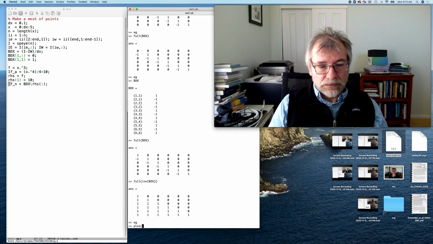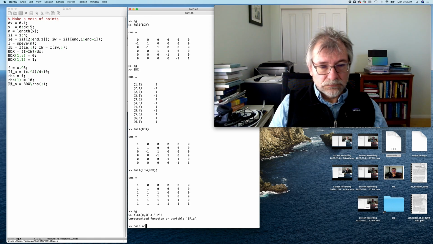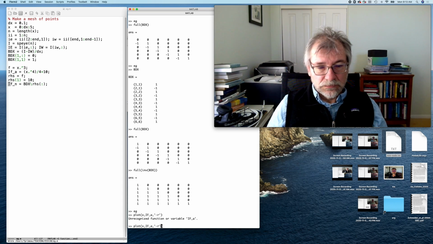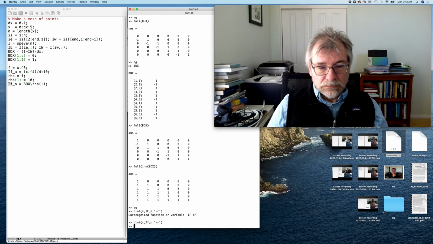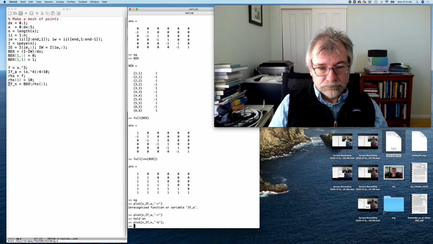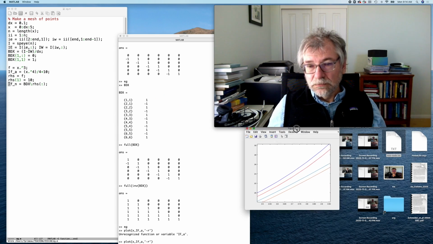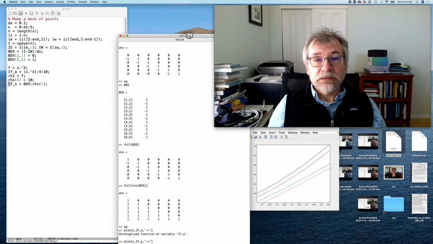All right, let's run that. Let's plot x, integral analytic in red, hold on, oops, lowercase f, hold on, and then plot x, f numerical in blue. And then let's bring up the figure. Oh, I forgot to clear everything. Let me clear the figure.